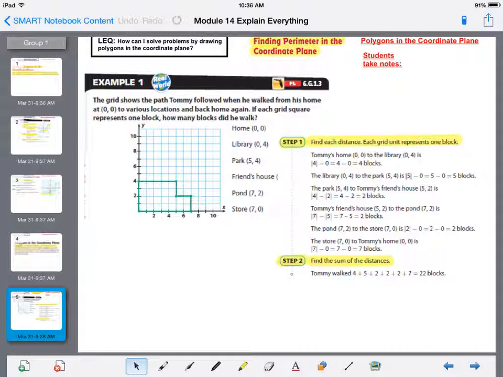If he started here at home at 0, 0, and then went to the library at 0, 4, we'd count 1, 2, 3, 4. Going to the park, 5, 6, 7, 8, 9. And then going to his friend's house, 10, 11. We would then go to the pond, 12, 13, to the store, 14, 15, and then it says that he returned home. So 16, 17, 18, 19, 20, 21, 22. The answer here is 22 blocks.